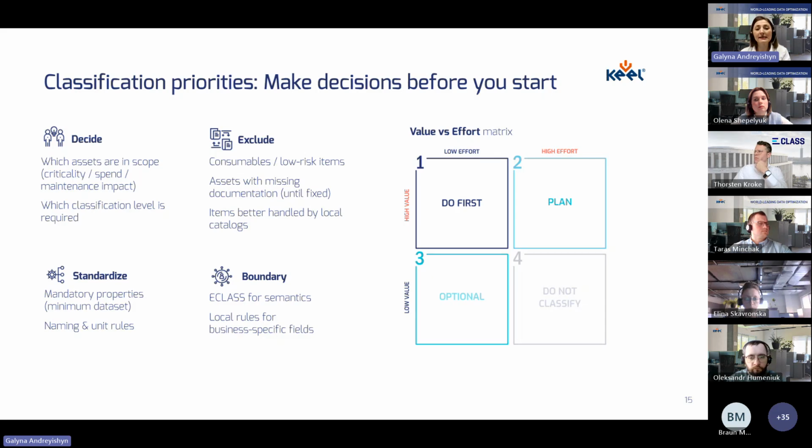On the right, you can see a simple value versus effort matrix. Not everything needs to be classified immediately. Focus first on high value, high impact assets. Plan carefully. Some items can be optional and some should not be classified at all. There are maybe even situations where certain items cannot be classified yet. Classification is not about doing everything, it's about doing the right things deliberately.